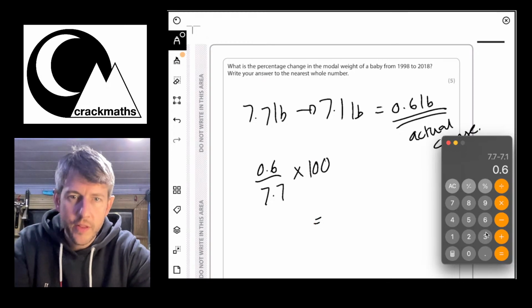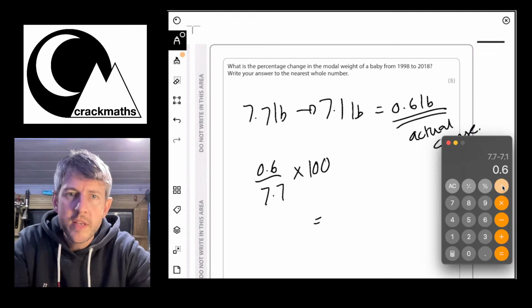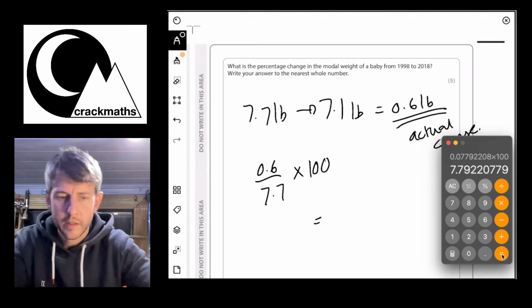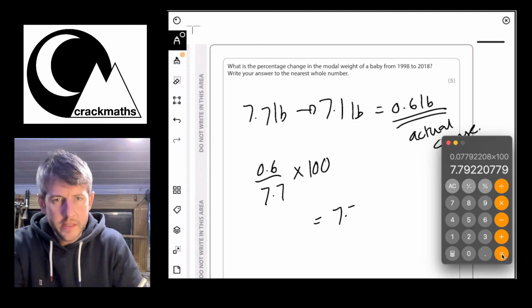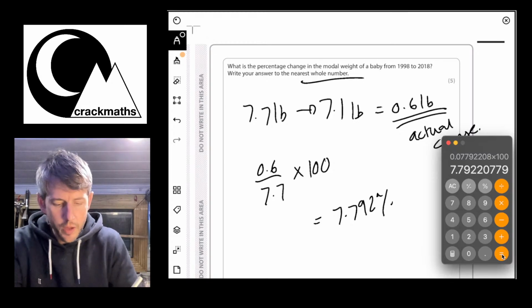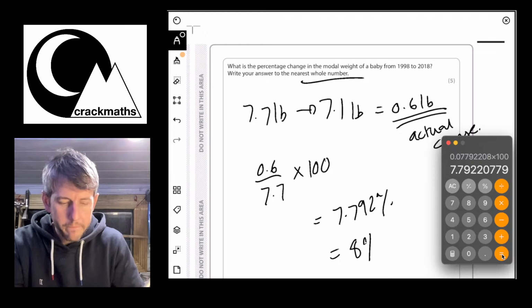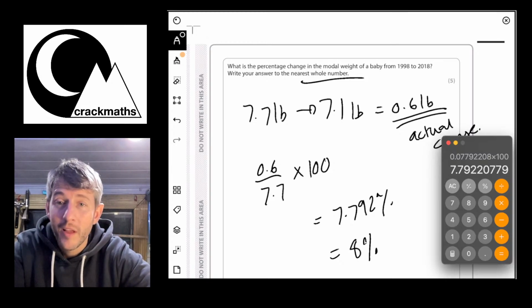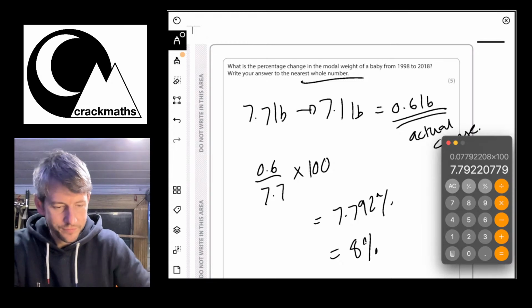Okay, so let's do that on the calculator. 0.6 divided by 7.7 equals this, and then I'll multiply that by 100. Okay, and that equals 7.792%, which to the nearest whole number will equal 8%. Okay, great. Right, let's move on to the next question.